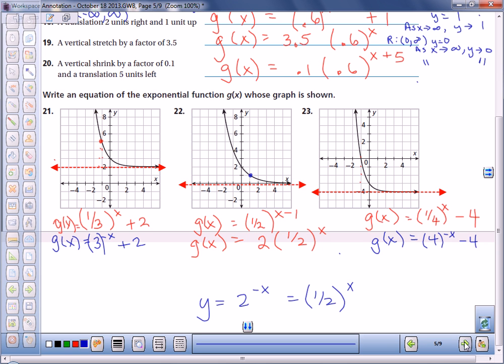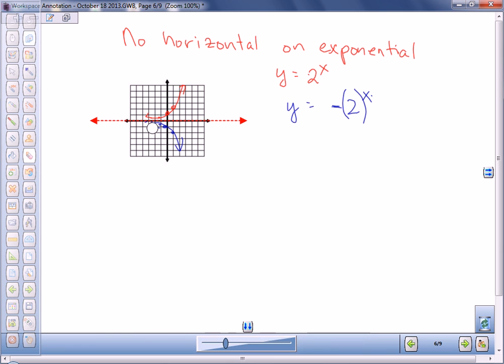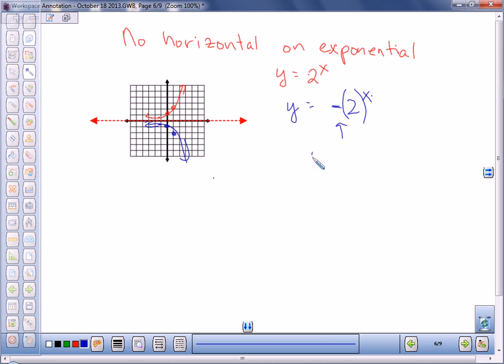All right. So here we go. This one, we haven't had one like this. What does a negative out in front do? Reflects it over the x. And when we reflect it over the x, all that does is change our y values to the opposite. So this positive 1 becomes negative 1. This positive 2 becomes negative 2. This positive 1/2 becomes negative 1/2. So when a negative is out in front, it is a reflection over the x-axis, and that's what's going to happen.